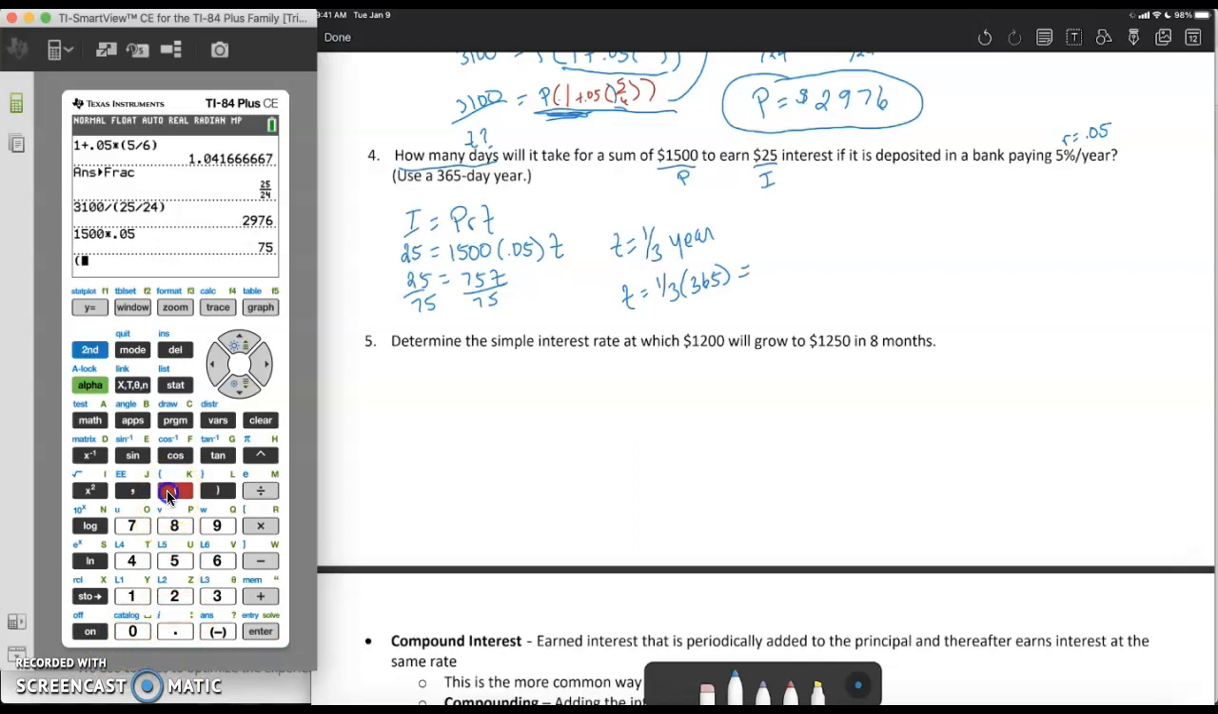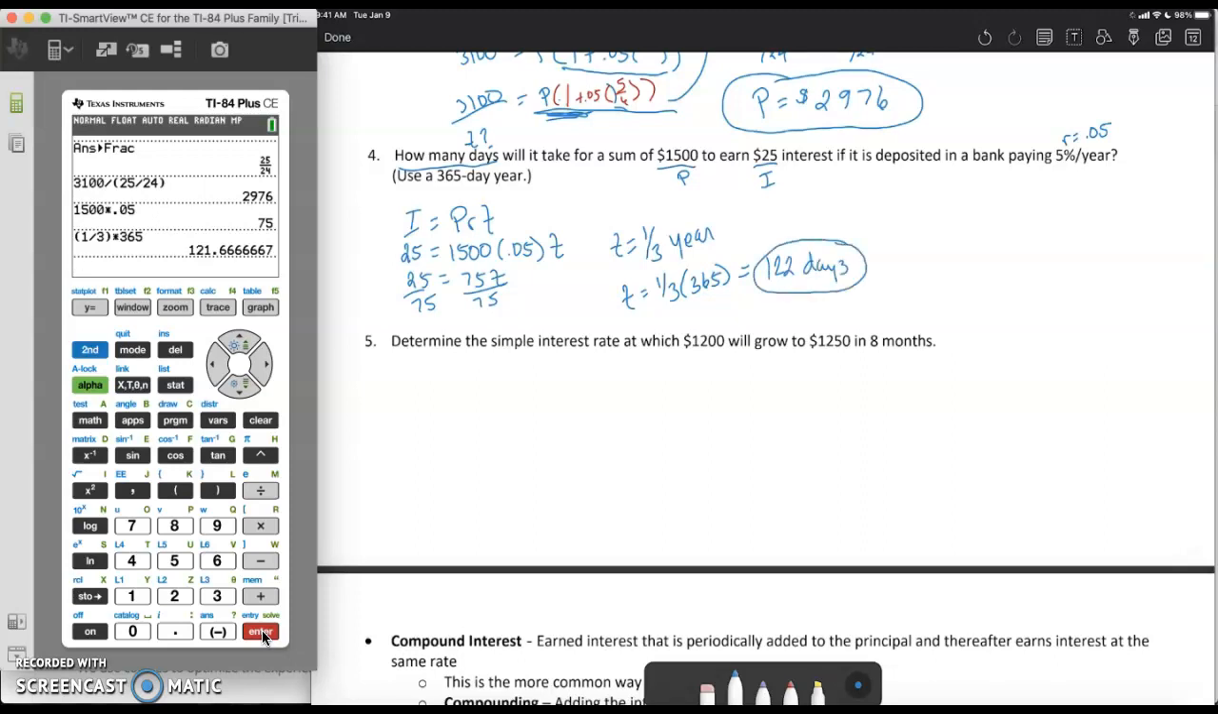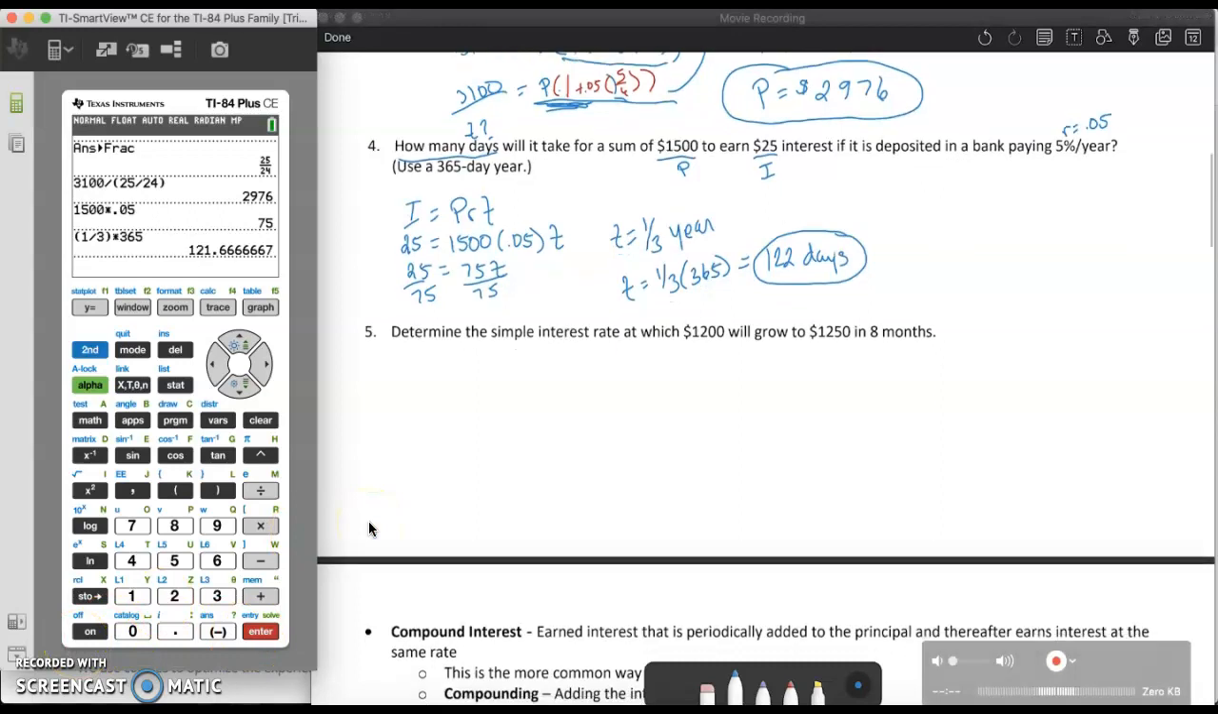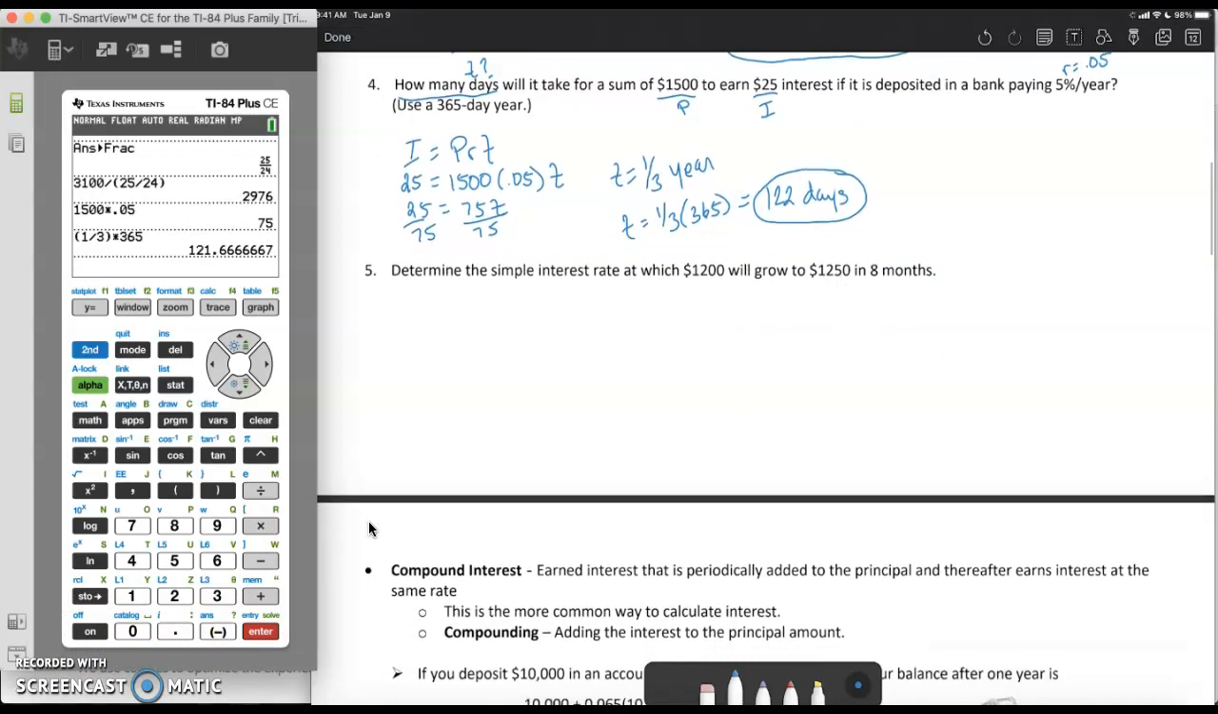So 1/3 times 365 would give us about 122 days. That's what I'm going to round that to. Because 121 days wouldn't quite do it, but 122 days would. Okay, so the last of our simple interest problems says, determine the simple interest rate.